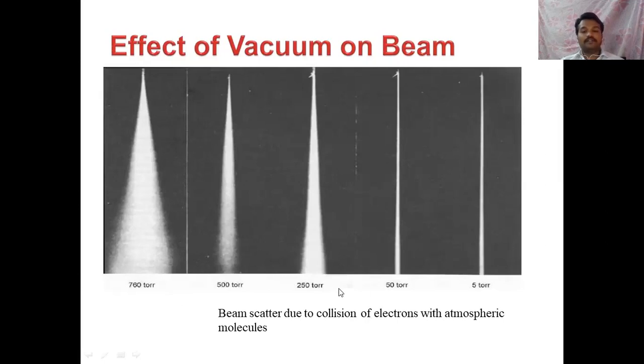Again, when we have sequentially reduced the air from the chamber by increasing the vacuum, the beam has been significantly reduced in its size and shape. So at 250 torr, we can see the divergent nature. At 50 torr, it is at its narrowest, looking like a straight line. And at 5 torr, you can see the beam is of a non-divergent nature.